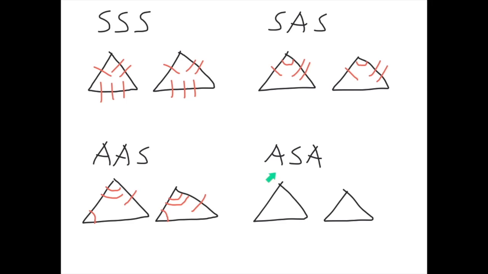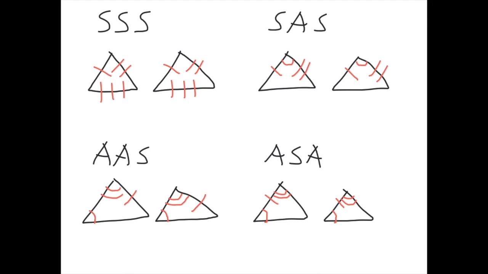Then finally, angle, side, angle. So that's where we have an angle congruent to another angle, a side congruent to another side, and a second angle congruent to a second angle.